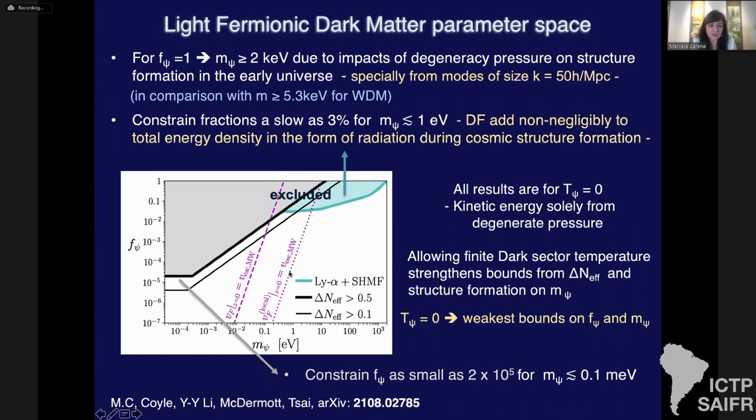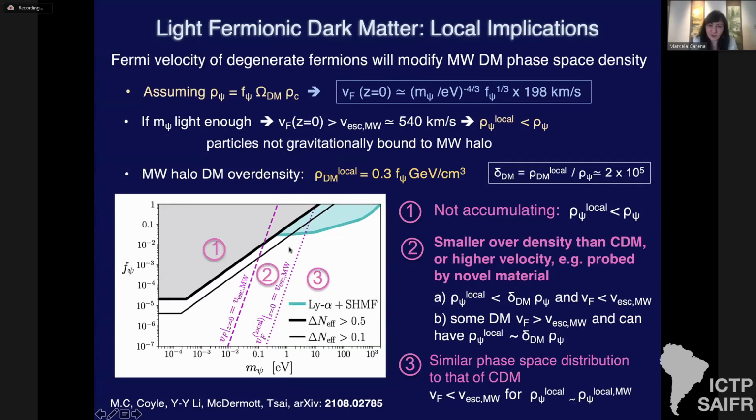And before, because I want to say one word about SUSY, let me just show the last plot, and I won't go into all of this, but I'm happy to tell you about it. We have looked at the Fermi velocity of the degenerate fermions and how it will modify the Milky Way dark matter phase space density.